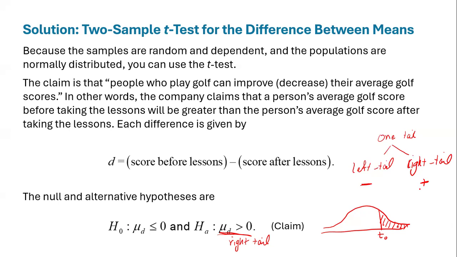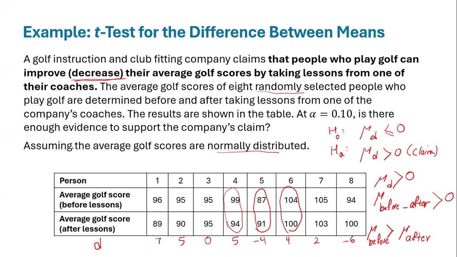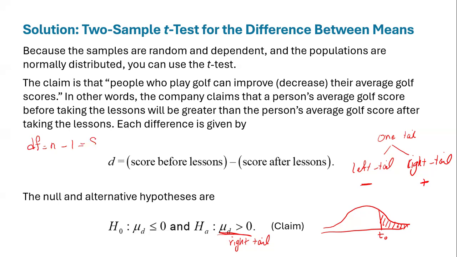But to find the value, I need the degrees of freedom, and I need to know the alpha for one tail. Degrees of freedom is n minus 1. How many pairs do we have? We have 8 pairs, and 8 minus 1 is 7. And alpha is 10%. So that means one tail is 10%.